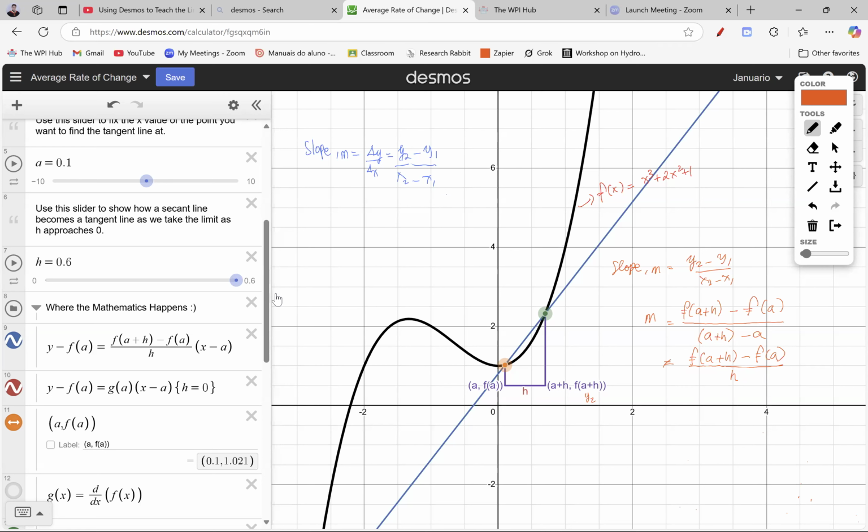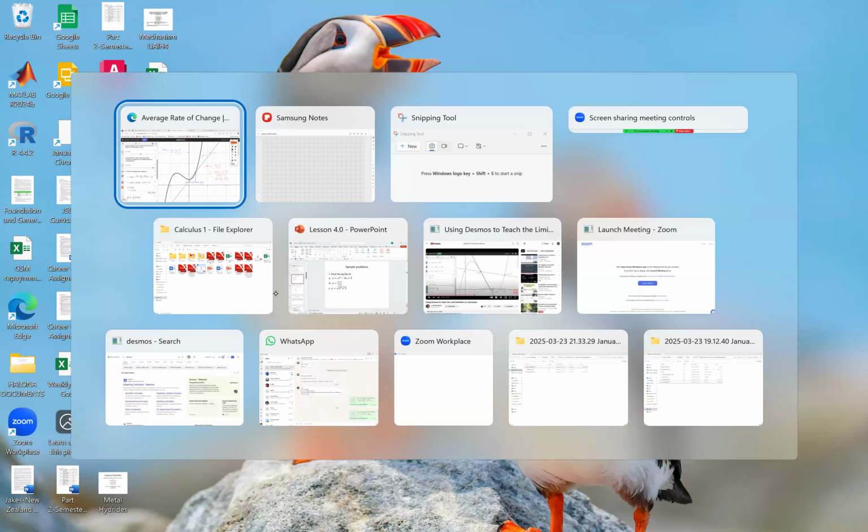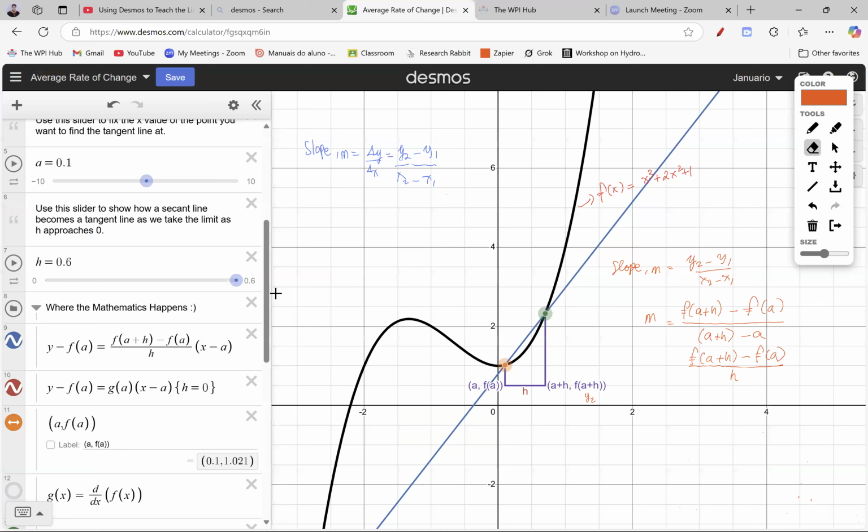But remember, this one is the slope for what? This one is the slope for this blue line. This formula is the slope for this blue line.